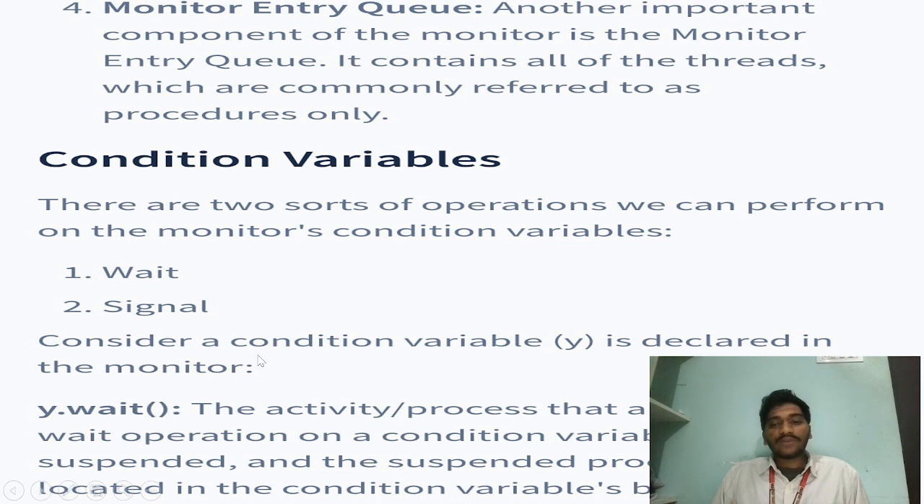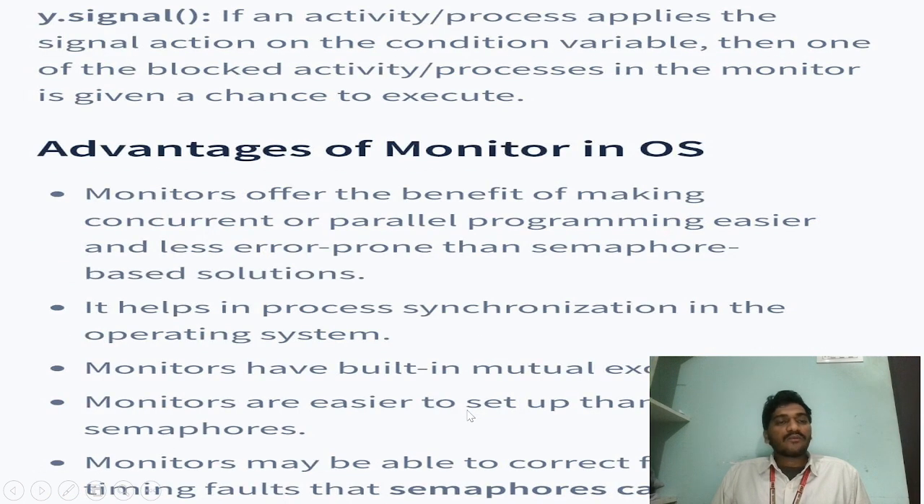Consider a condition variable y declared in the monitor. Wait method: the activity or process that applies the wait operation on a condition variable will be suspended, and the suspended process is located in the condition variable's blocked queue. And the next, signal method: if an activity or process applies the signal action on the condition variable, then one of the blocked activities or processes in the monitor is given a chance to execute.